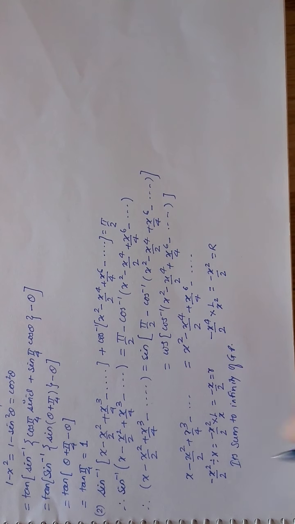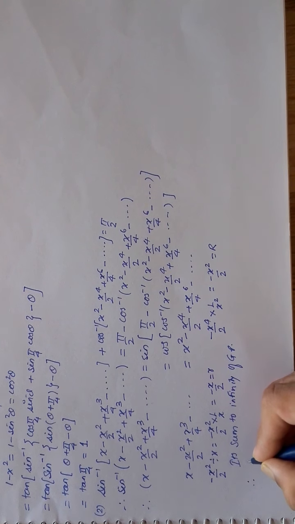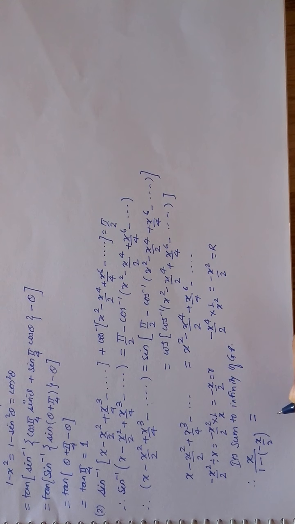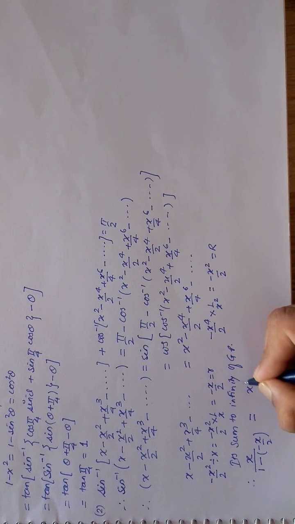So here the left side will become A, that means x upon 1 minus R. R is what? Minus x by 2. And what about the right side? The A is x square, 1 minus R, and R is minus x square by 2. Agreed?